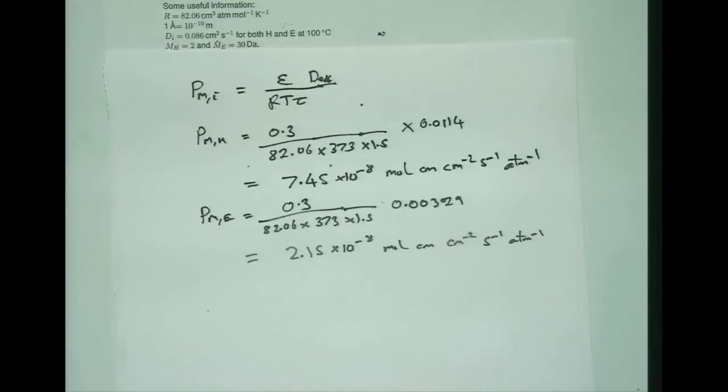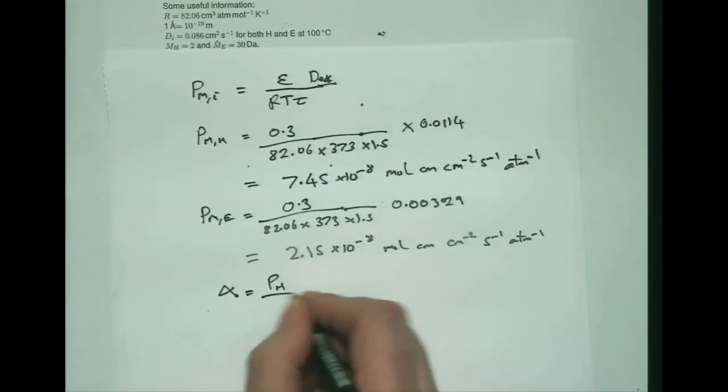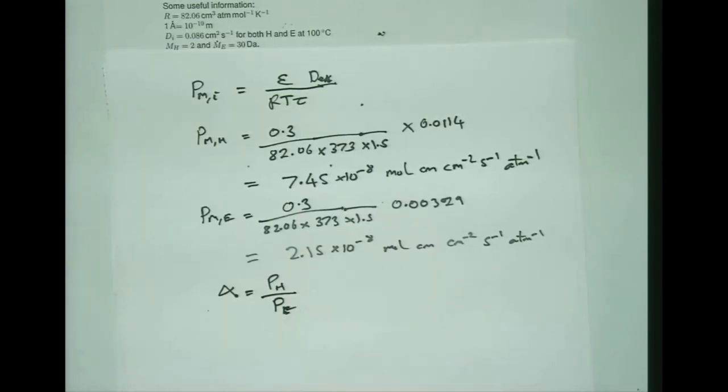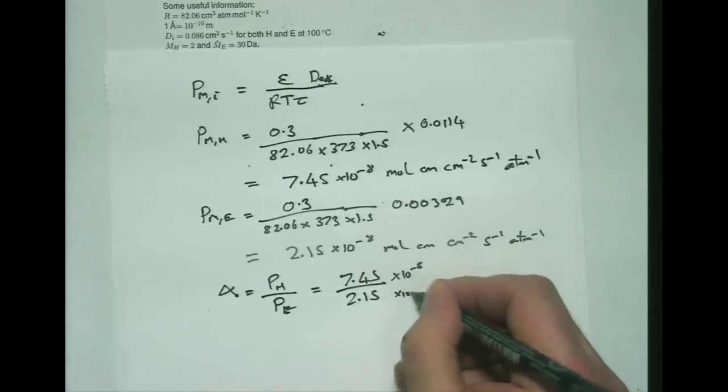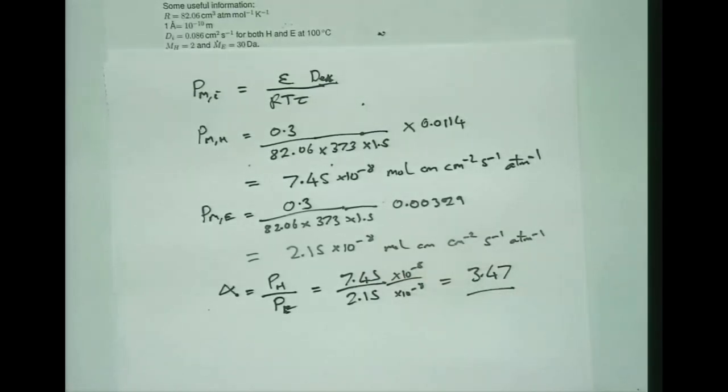The question asks us for the ideal separation factor. The ideal separation factor is the ratio of the permeabilities of the components. Remember that you want to write that ratio in such a way that the separation factor is greater than 1. So in this case, the component with the greatest permeability would be on top, which is the hydrogen. You would expect hydrogen to move through the membrane faster because it's a smaller molecule. So our ideal separation factor, permeability of hydrogen over ethane, is 7.45 over 2.15, which is 3.47.